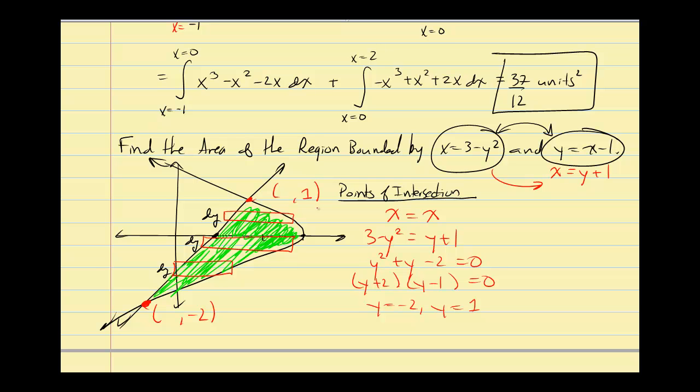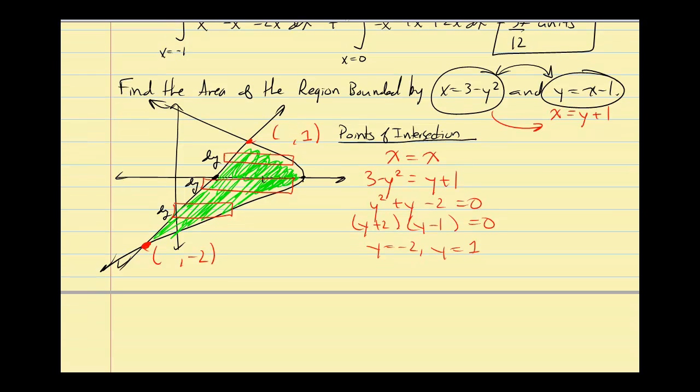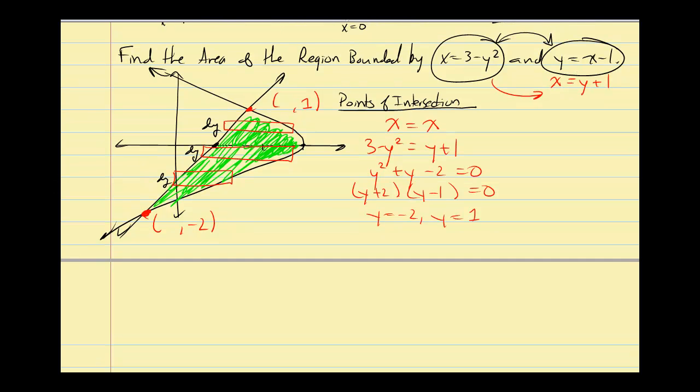Now it doesn't really matter what the x values are because I don't have vertical rectangles. So I need to be really careful when I'm working here and setting these up. And again, if you want to find your x values, you would just plug your y value into this equation, y plus 1, and I get my x value. But again, it doesn't really matter. So to find my area, I want to go y equals, my horizontal rectangles will start at negative 2 and go clear up to 1.